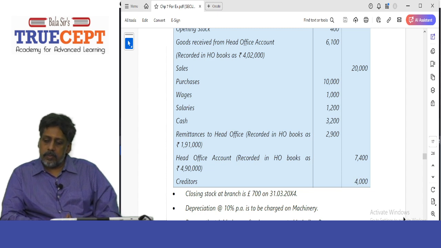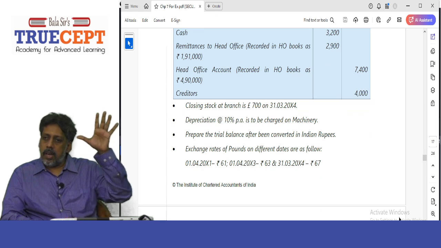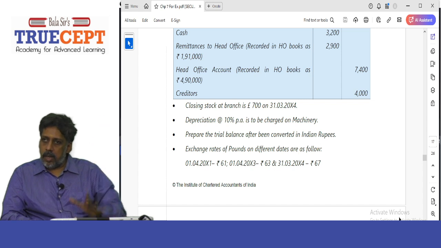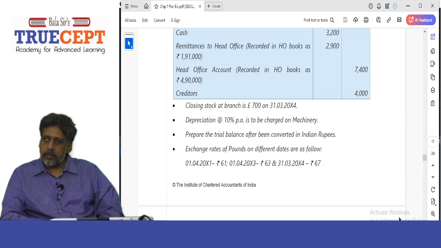Creditors 4,000 pounds. Now the adjustments: closing stock at the branch is 700 pounds on 31st March 20X4. All these are adjustments to the accounts. Depreciation at 10% per annum is to be charged on machinery. Prepare the trial balance after converting into Indian rupees.